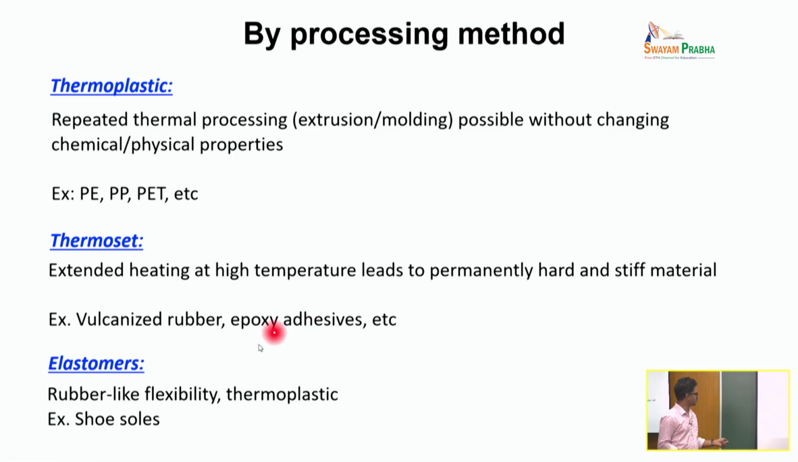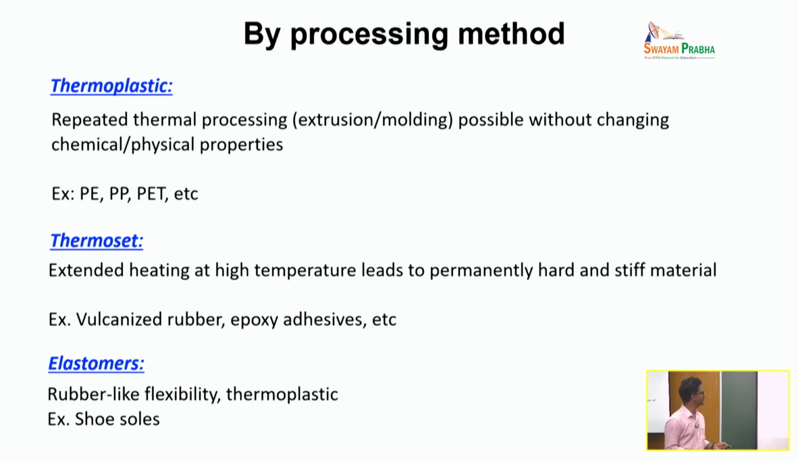Now there are other kinds called elastomers. Elastomers are also thermoplastic, but they are a little more flexible, like rubber. They are rubber-like materials, but at the same time you can process them with heat. An example is the soles used in shoes. So these are based on the processing method. We classify them as thermoplastic, thermoset and elastomers.